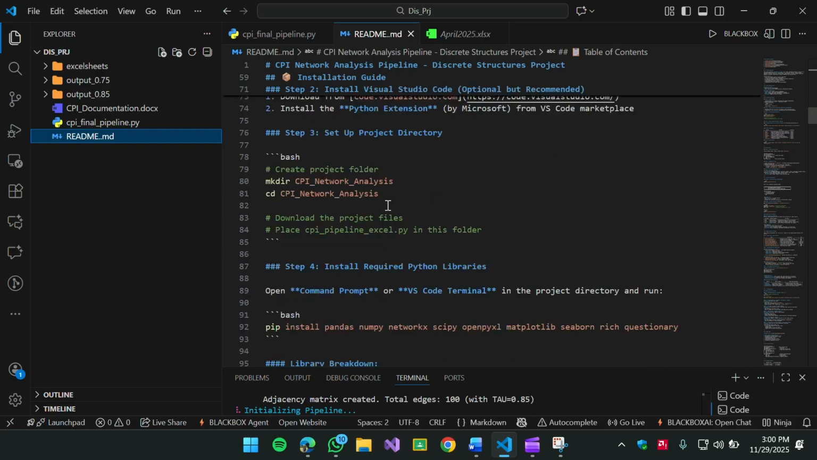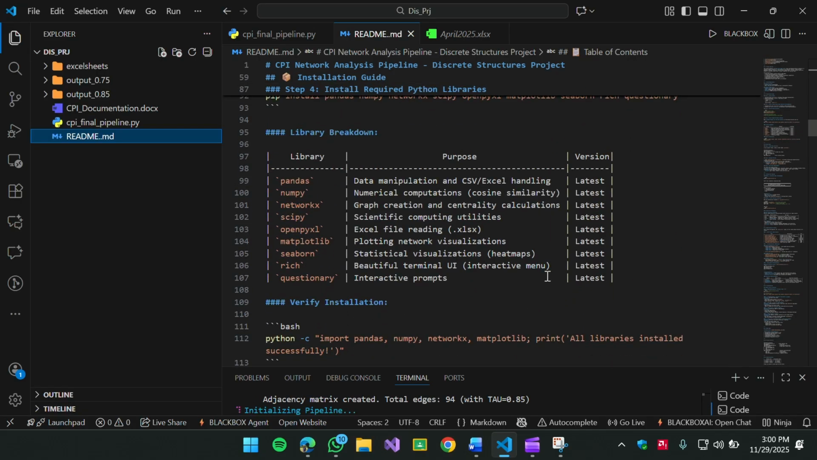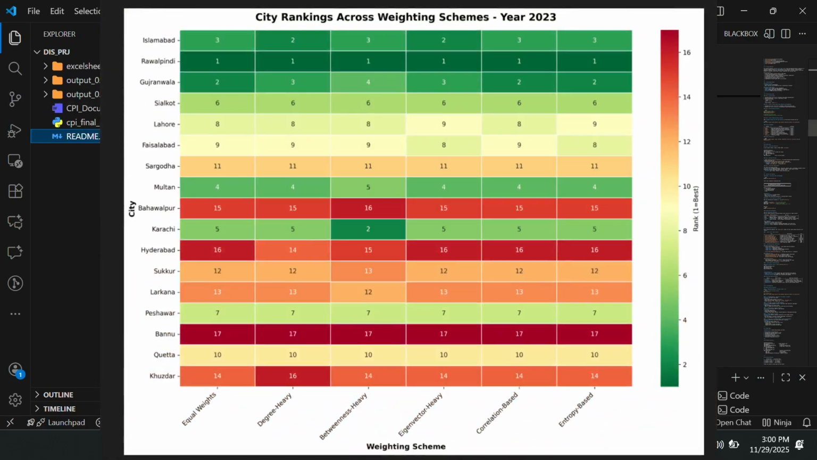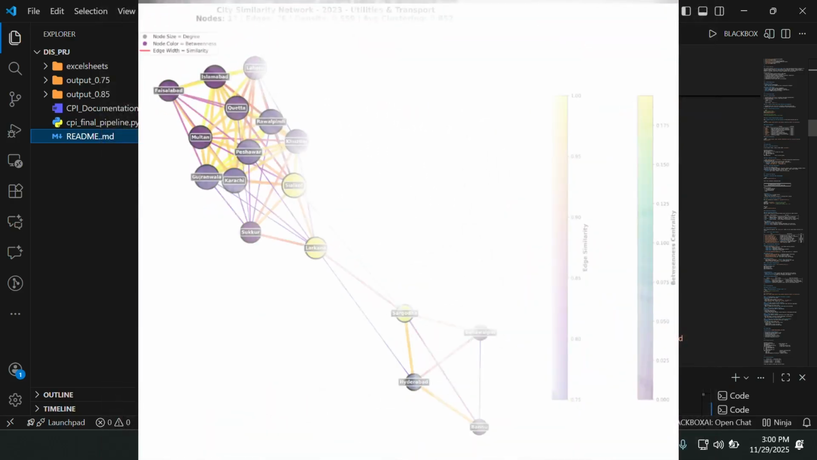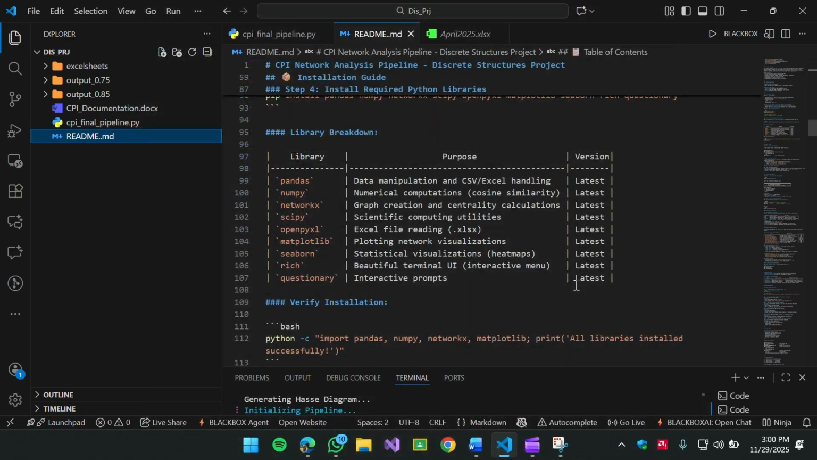We use NumPy for crucial mathematical operations. We calculated cosine similarity using the NumPy library. We use the NetworkX library, which allows us to convert our data into nodes, cities, and edges, similarities. We also use Matplotlib and Seaborn libraries. We use them to generate heat maps and network graphs. We also use Rich and Questionary libraries to create an interactive CLI menu, progress bars, and beautiful terminal outputs.